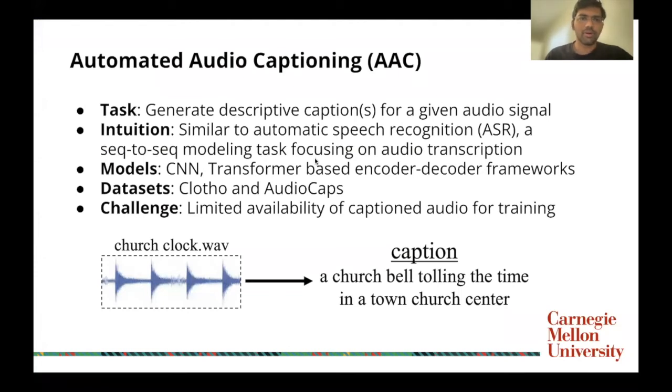To give a quick introduction about automated audio captioning, it's a task where we generate natural language descriptions or captions for a given audio signal, as shown here in this example: a church bell is tolling 4 times in a church center. The intuition that we are going to use in our paper is that this task is a sequence to sequence modeling task and is similar to an automatic speech recognition task, or the ASR task, but the difference is that here we are focusing on captions instead of audio transcriptions. The popular models for this task are based on CNN and transformer encoder decoders, and the data sets that are popular for this task are Clotho and AudioCaps.